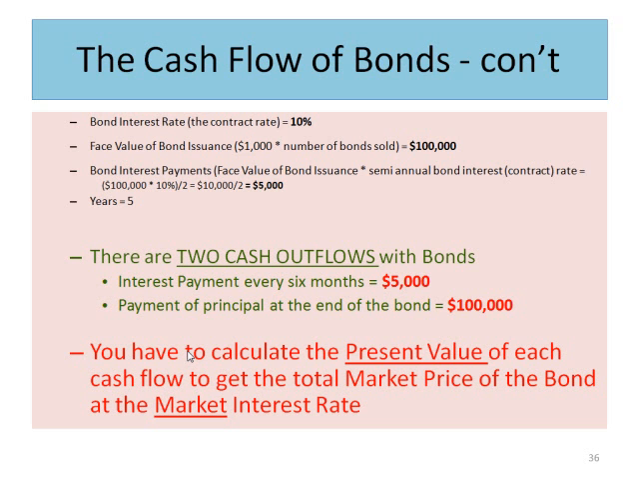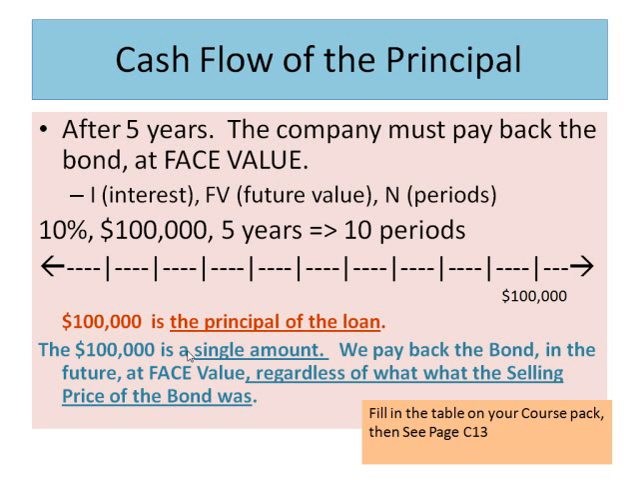The second amount is the principal that we have to pay off at the end of the life of the bond, $100,000. In order to calculate the bond selling price, you have to calculate the present value of each of these cash flows. You add them together and that gives you the selling price of the bond. Okay, so let's first talk about the interest payment.